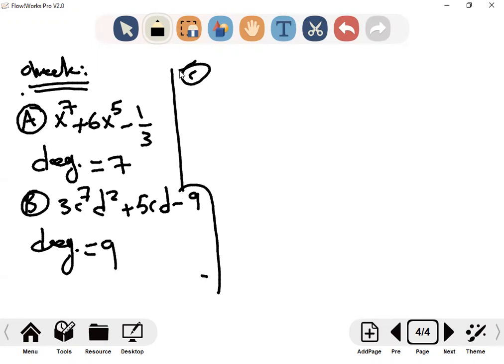Question C. P power 10. Is it a polynomial? It's a monomial, but we can't say polynomial. The polynomial can be one monomial or more. Got it? So here the degree is 10.